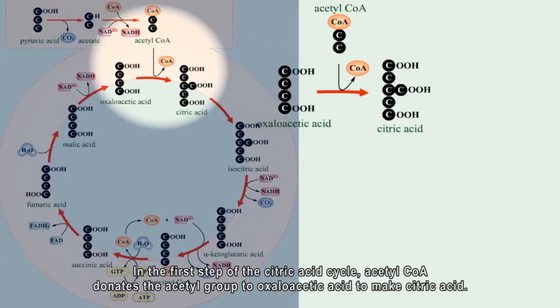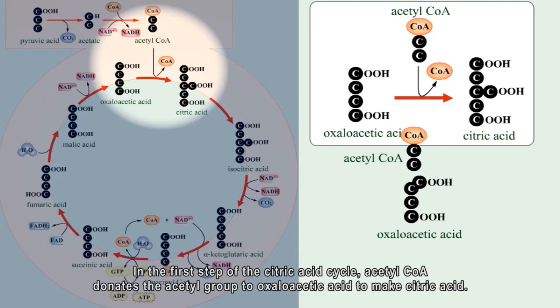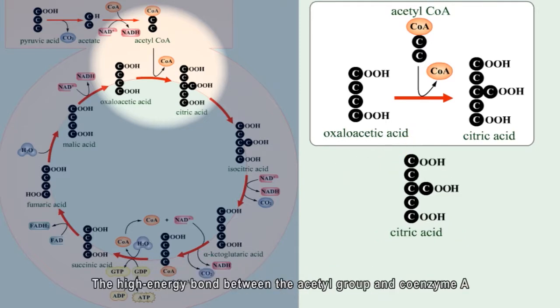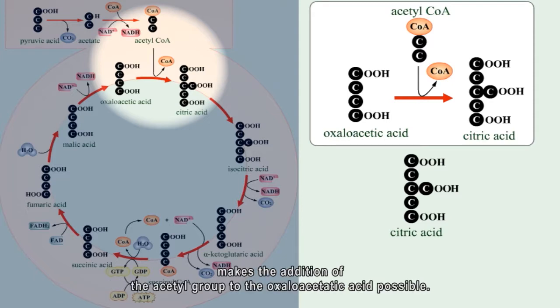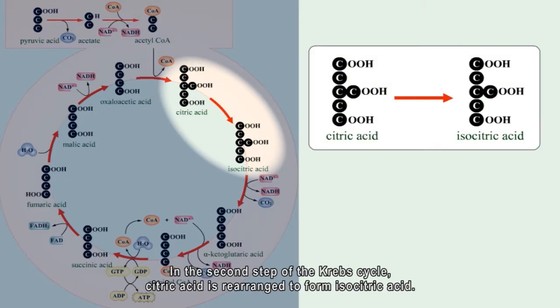In the first step of the citric acid cycle, acetyl-CoA donates the acetyl group to oxaloacetic acid to make citric acid. The high-energy bond between the acetyl group and coenzyme A makes the addition of the acetyl group to oxaloacetic acid possible. In the second step of the Krebs cycle, citric acid is rearranged to form isocitric acid.